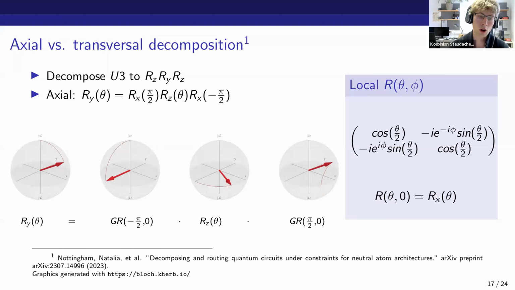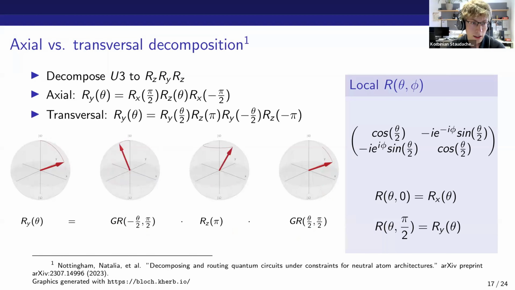Now this is quite useful, but it is not optimal, because what in the end determines the length of this global rotation gate is this angle theta in between. And we can still find other decompositions which are faster, which have a smaller value of theta. And this is the transversal decomposition. When we talk about the transversal decomposition, we mean a decomposition which is like that.